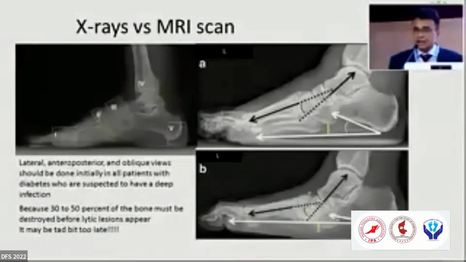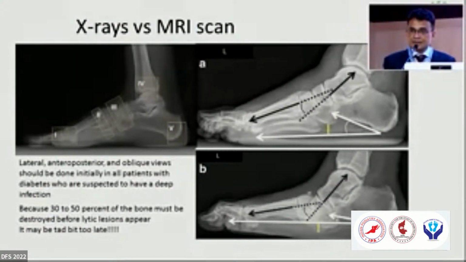Now, since I have done the clinical examination, I have done the blood investigations, I suspect this patient has Charcot. Shall I request X-rays for the patient? Yes, X-rays are important. That is a basic tool.